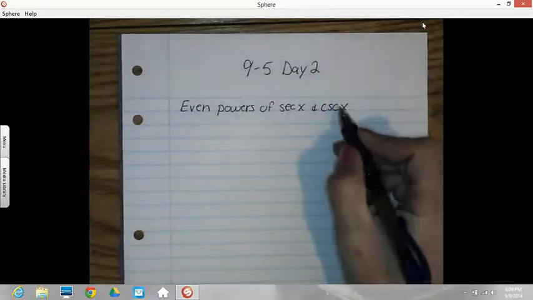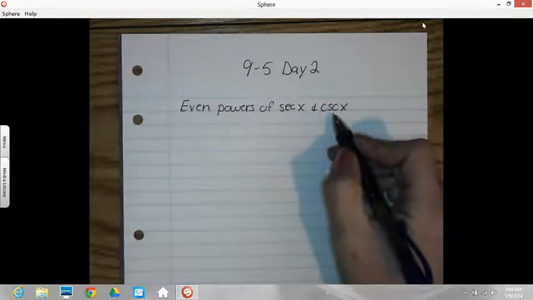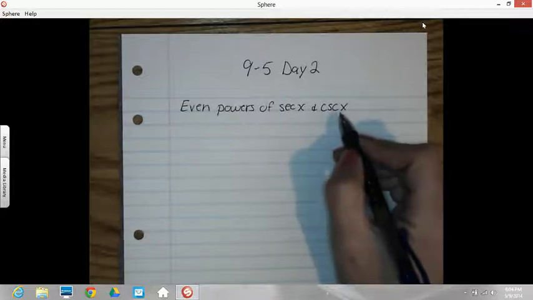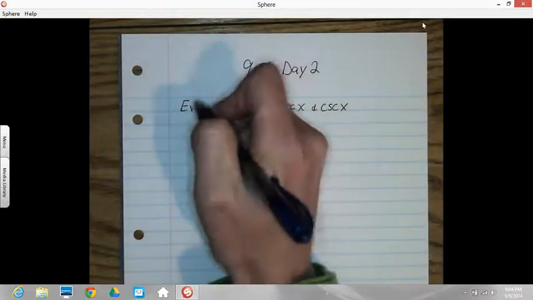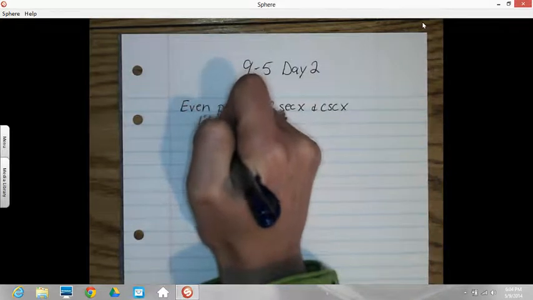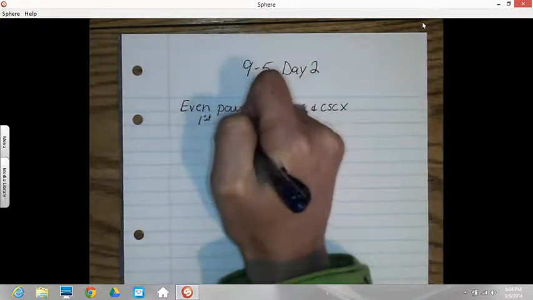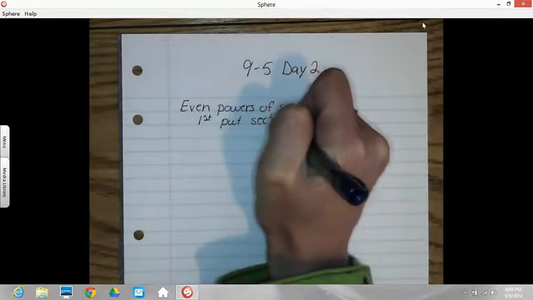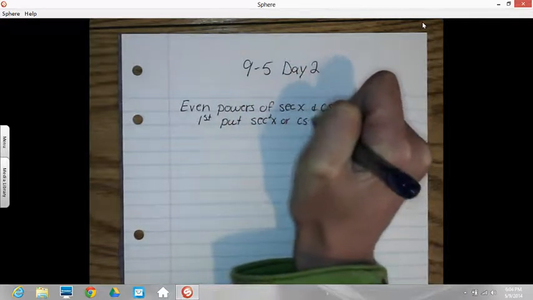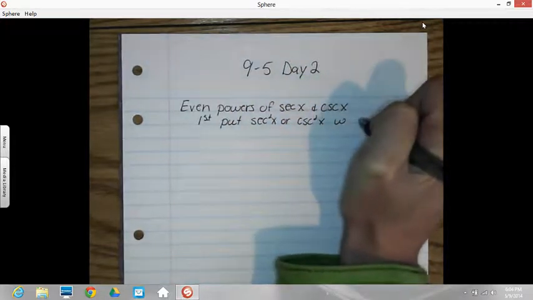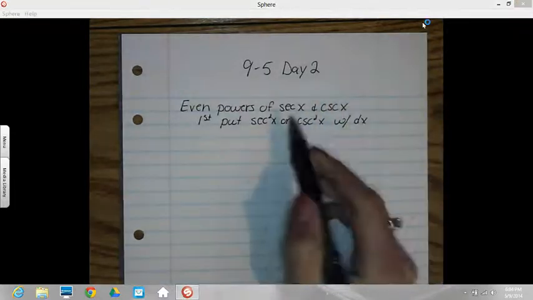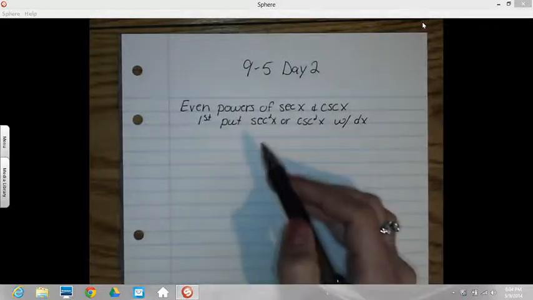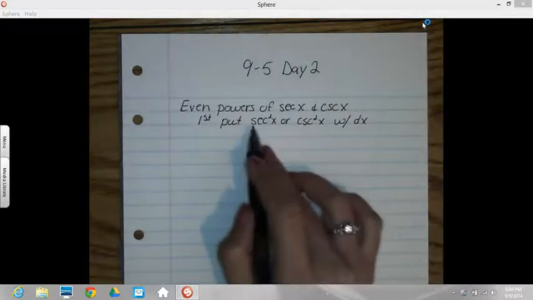And this one is exactly like the odd powers of sine and cosine that we just finished, where the trick is to first put a secant squared or cosecant squared with the dx, because each one of these would be the inside derivative, so that would be the power rule. So you steal a secant squared or a cosecant squared, whichever one has the even power, put it next to the dx.